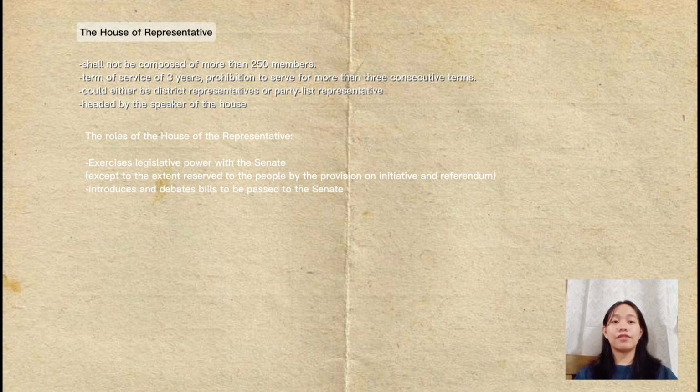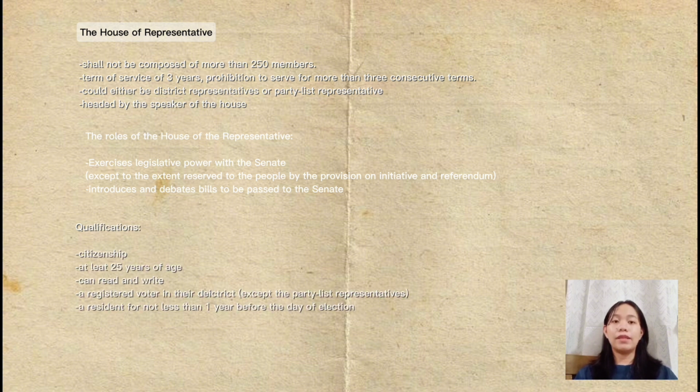A member of the House of Representatives is elected under the qualifications of citizenship, age, ability to read and write, registration in the district where they shall be elected, except for the party list representatives, and also residency.